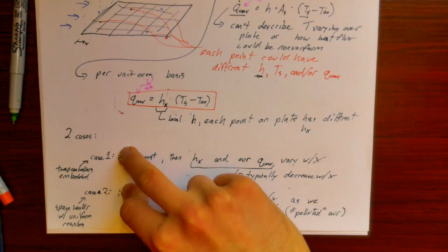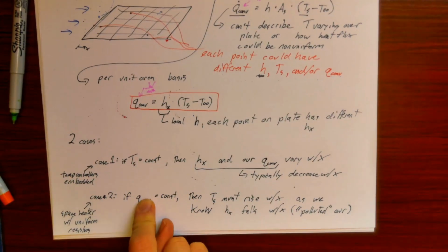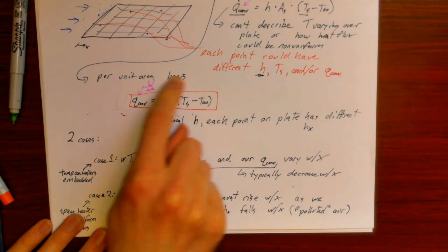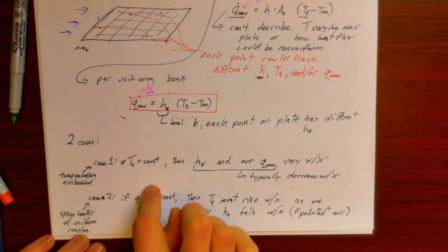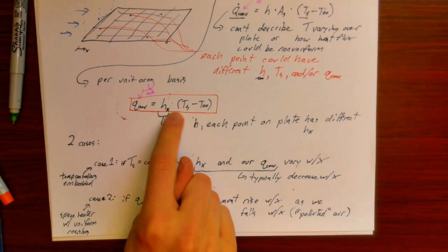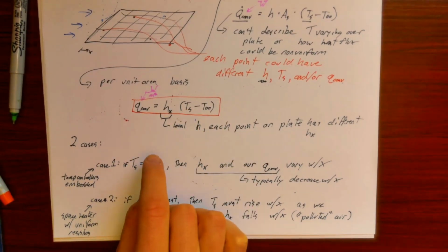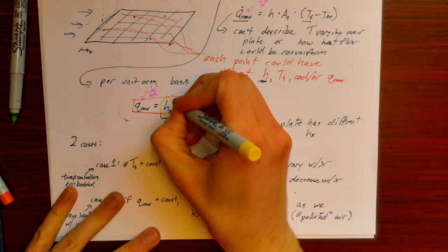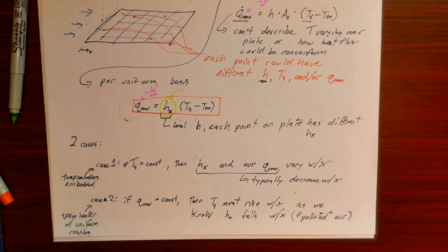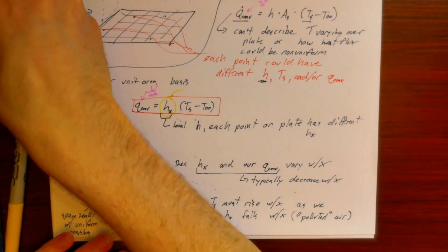So in both cases, in both the constant surface temperature and the constant heat flux case, this equation basically always applies. So this equation is true for both of these cases. It's just which of these terms are constant, which of these terms are varying. This h sub x always varies. This one basically always varies.